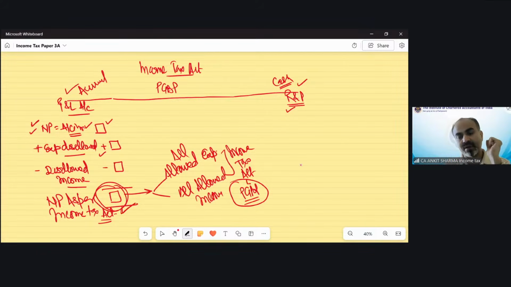Now, in case of receipt and payment, the procedure to solve this question would change. In case of P&L, we take the net profit and we add back or reduce disallowed expenditure or disallowed income as the case may be. But in case of receipt and payment, the concept will change. How? In this case, we have to prepare a new income and expenditure account.